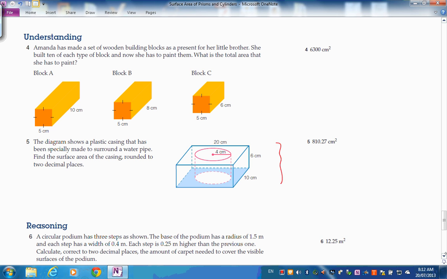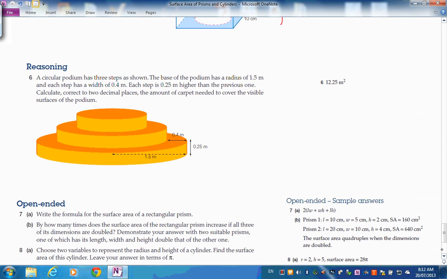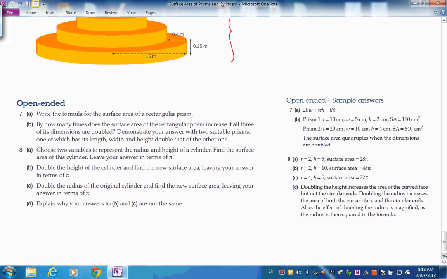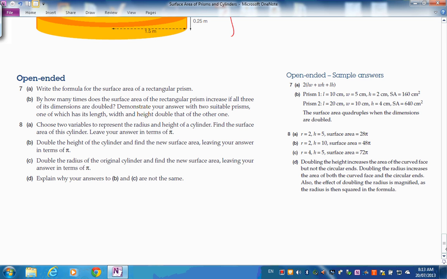Read that carefully. And then in our reasoning section we've only got the one question. Question 6. A fair bit of work there. You might have to think about this because you'll be subtracting some areas away from other areas there. And the open-ended question, question 7. Just remember there are only sample answers because there's various ways you can do that. All right, are you getting excited? You're doing some useful stuff here, so let's build up the skills and have a go.